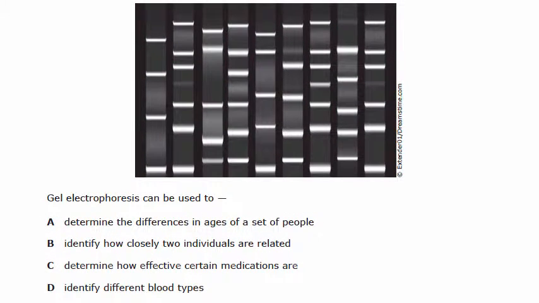Gel electrophoresis can be used to A. Determine the differences in ages of a set of people. B. Identify how closely 2 individuals are related. C. Determine how effective certain medications are. D. Identify different blood types. Stop the recording and select your answer. Then begin the recording again.